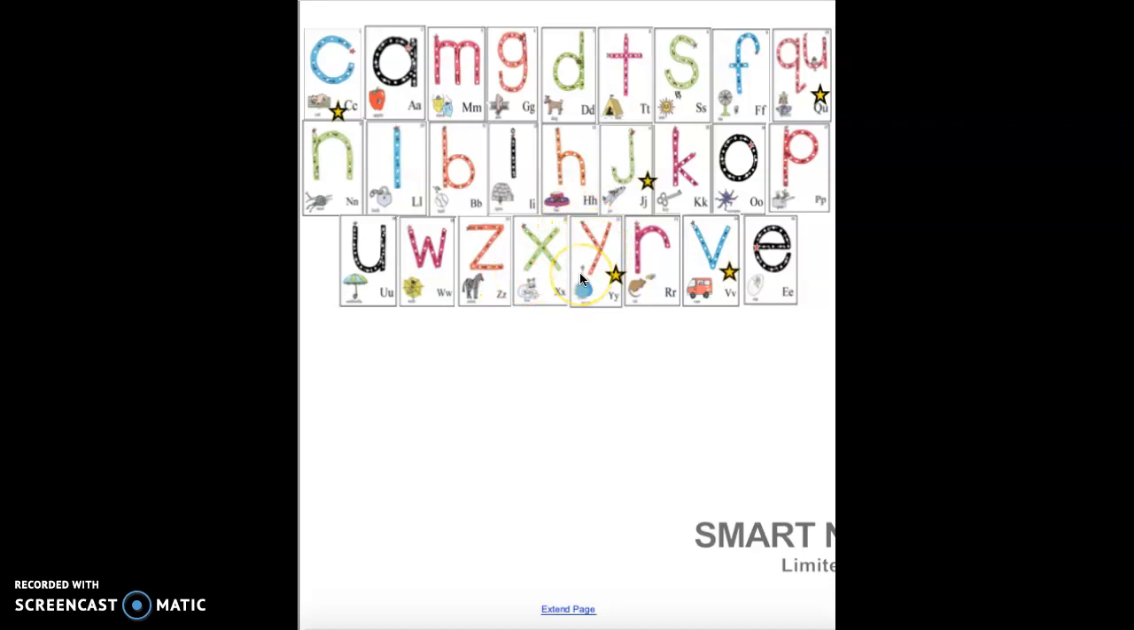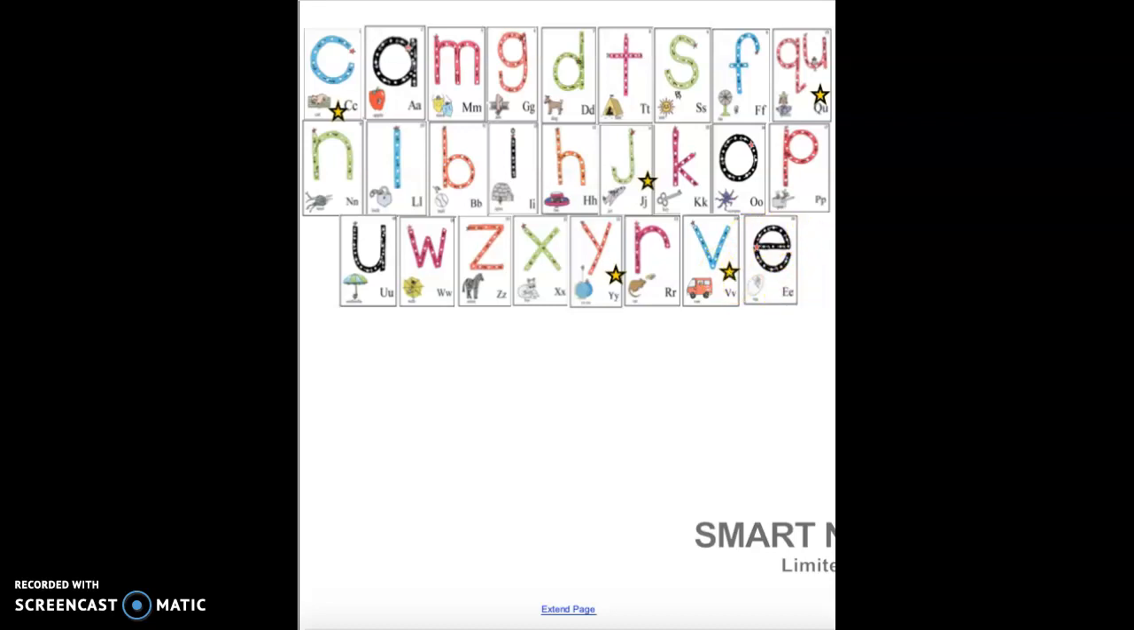Y, yo-yo, y. Second sound, Y, happy, e, at the end of a long word. Third sound, Y, cry, i, at the end of a short word. R, rat, r. V, van, v. No English word ends in V.